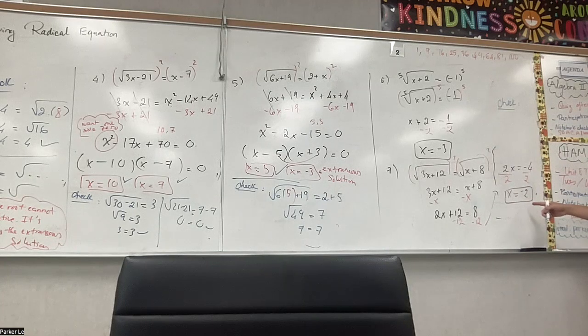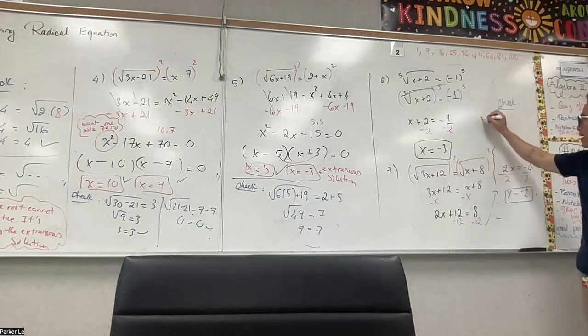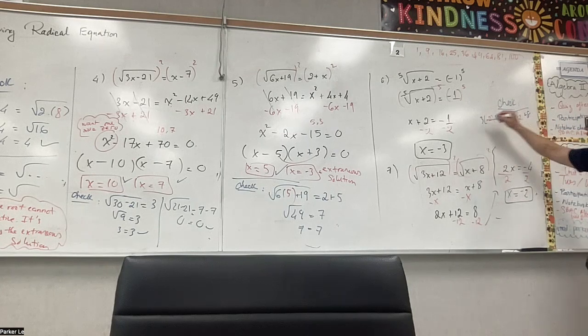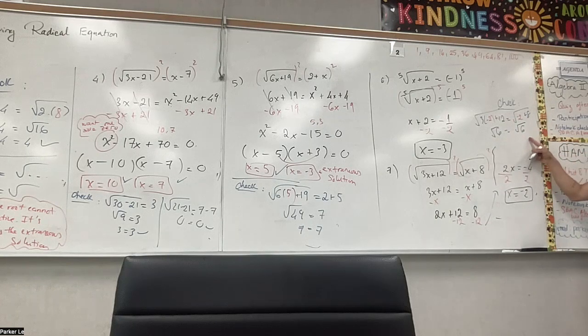All right, you're going to check negative 2. 3 times negative 2 plus 12 equal to negative 2 plus 8, under the square root. What is 3 times negative 2? And then what is negative 6 plus 12? 6, so the square root of 6. What do you get for negative 2 plus 8? 6. So is it correct? Yes, so this is the solution.